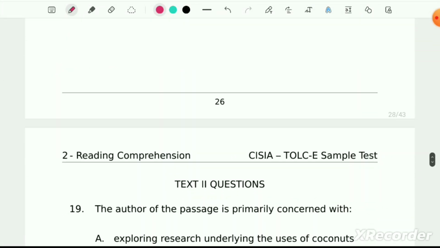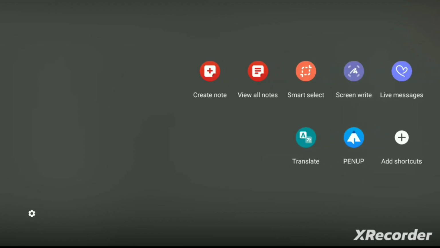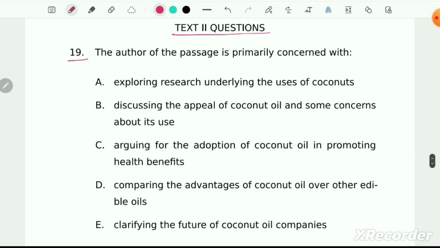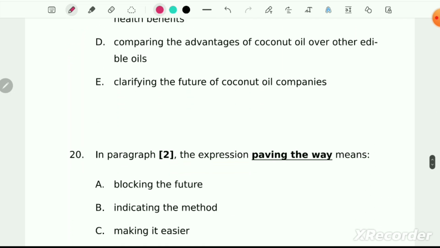So let's see what our questions are. So this is the text 2 questions. Number 1, the author of the passage is primarily concerned with. So concerned with means interested in. We'll read the options later.